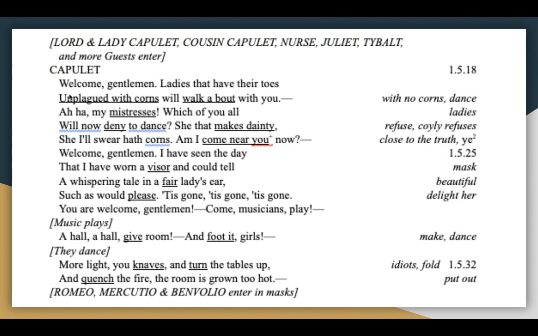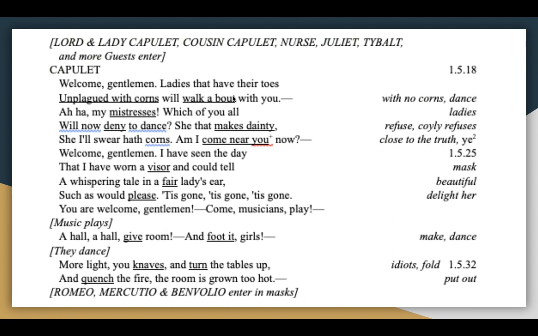"Welcome, gentlemen. Ladies that have their toes unplagued with corns will walk about with you." So what he's saying here is, welcome men, ladies that have toes which are healthy, so unplagued with corns. Corns are like them little horrible janky things you get on your feet, like hard skin. So ladies that have healthy feet will walk about, will have a dance with you.